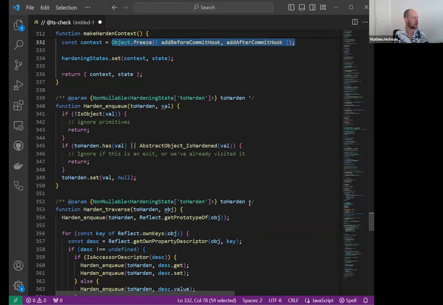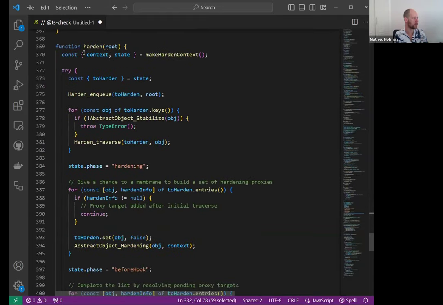I think the easiest is probably to go through the hardened steps and then see how that plays. I'll skip over some things that are still a little bit in flux anyway and not really relevant. So, regular hardened logic.